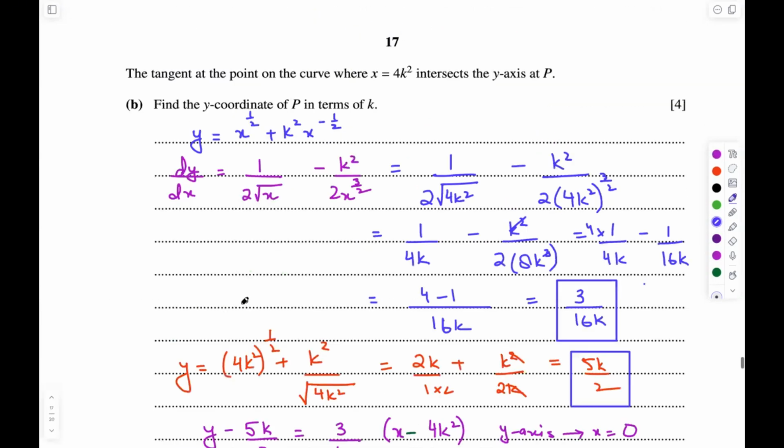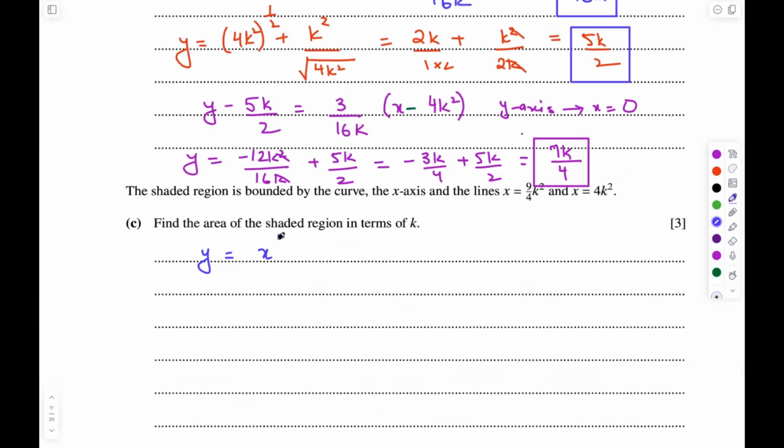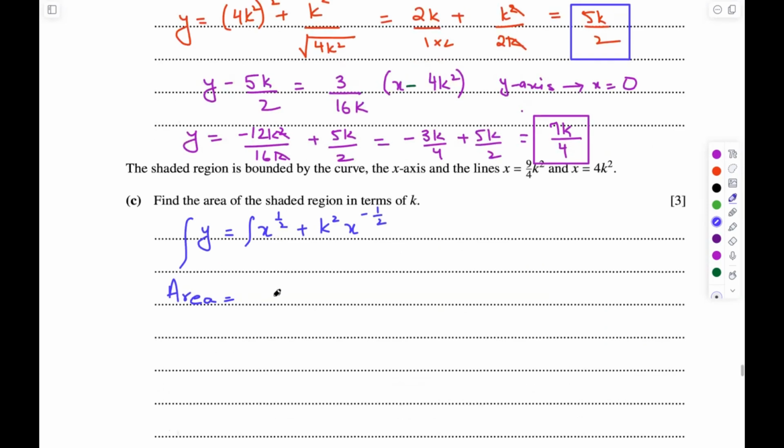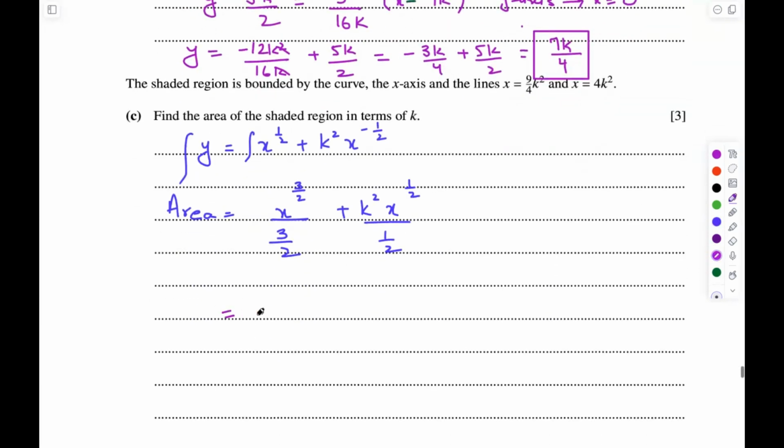So the equation of the curve we know is y equals x to the power 1 upon 2 plus k squared into x to the power minus 1 upon 2. Integrating both the sides to find the area. So area will be equal to, increasing 1 upon 2 by 1, so that will become 3 upon 2, and we'll divide this by 3 upon 2. Increasing minus half by 1, so that will become 1 upon 2, and we'll divide by 1 upon 2. We can simplify it to write it as 2 upon 3 x to the power 3 upon 2 plus 2k squared x to the power 1 upon 2.